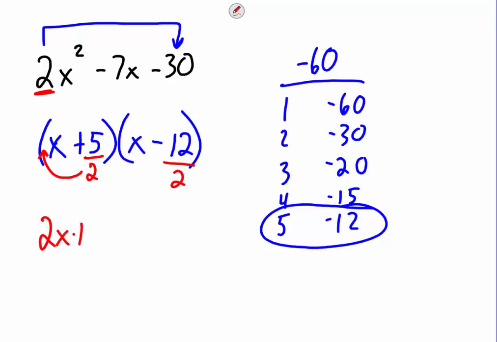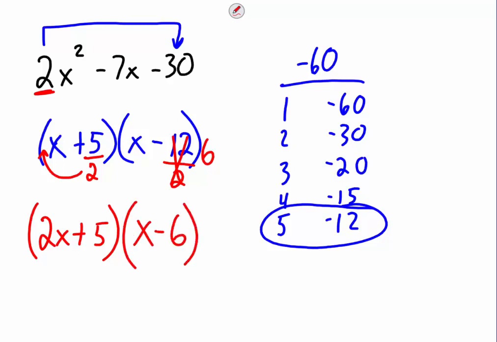and I get 2x plus 5. Now on this one here, can I reduce 12 halves? Yeah, that's just 6. So it's x minus 6. That's it, folks. We're done. That's the 2x plus 5 times x minus 6 is the factored version of 2x squared minus 7x minus 30.